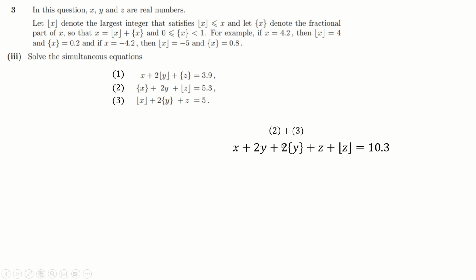I think that's where I started last time. Call it 4. Then I did 4 minus 1. I think that's actually slightly different to what I did last time, but I think it works pretty well. As this is 4 minus 1, the x's cancel, of course, which is nice.